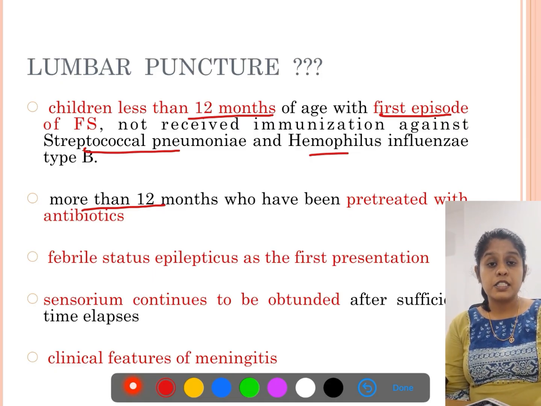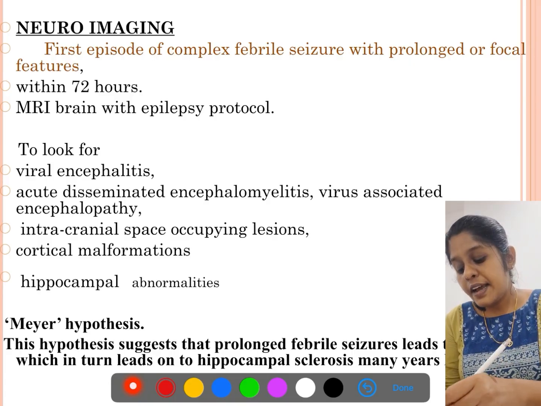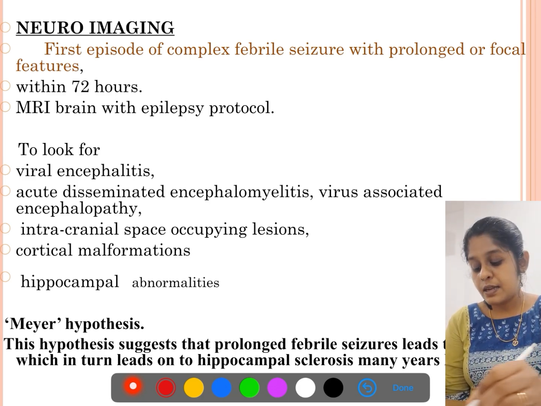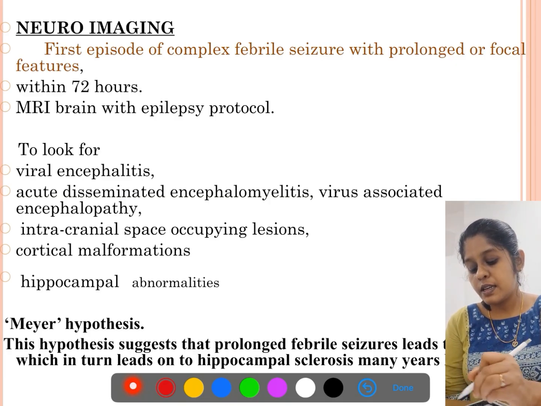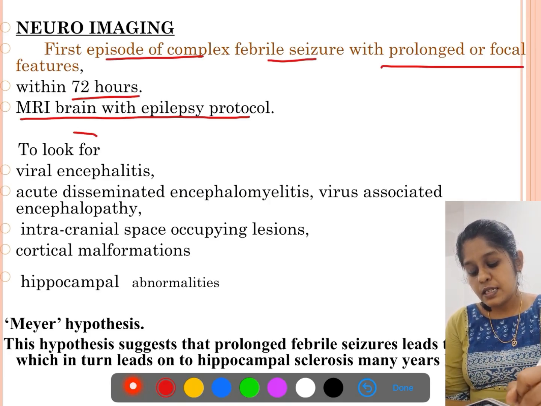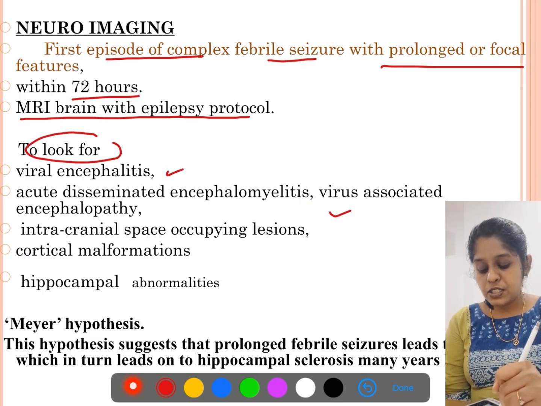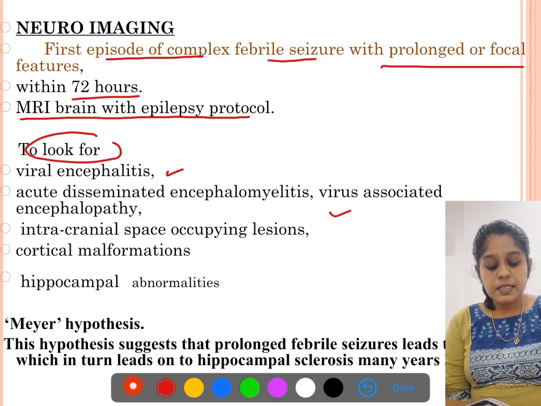So what about neuroimaging? Do we need to do MRI and CT for all these children? It says that a first episode of complex febrile seizure with prolonged focal features definitely requires an MRI within 72 hours. What to do is MRI brain with epilepsy protocol. What do we look for here? We look for viral encephalitis features, ADEM features, intracranial space occupying lesions, cortical malformations and hippocampal anomalies. Mayer's hypothesis says that prolonged febrile seizures will lead to ischemia, which in turn leads to hippocampal sclerosis many years later.